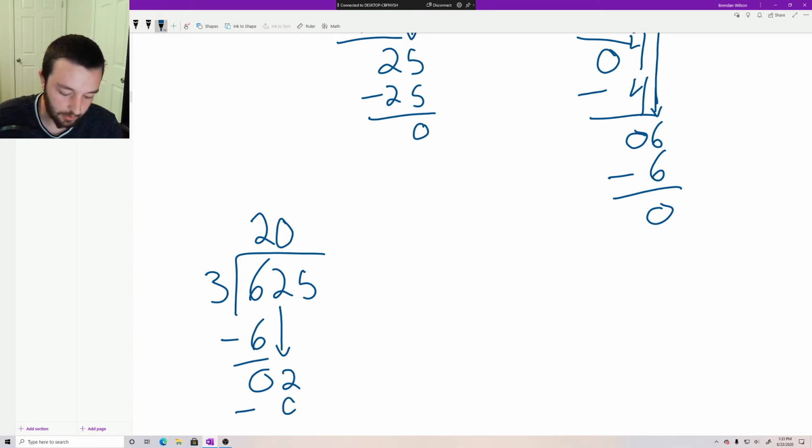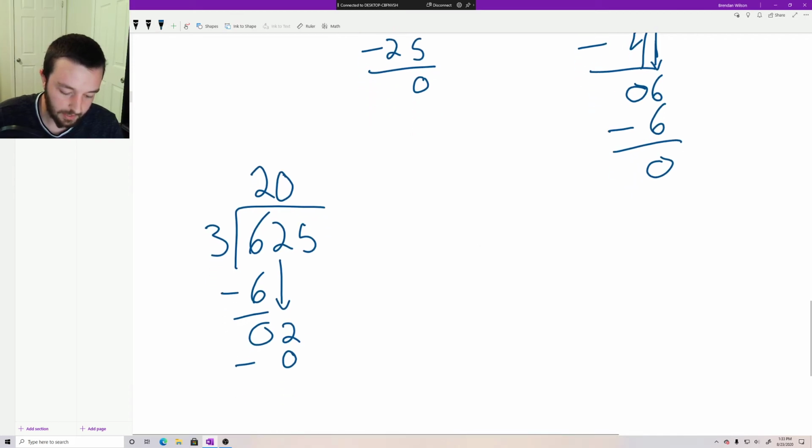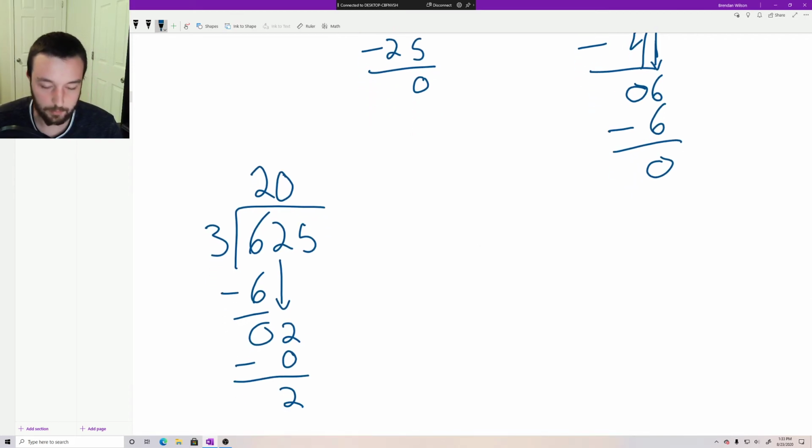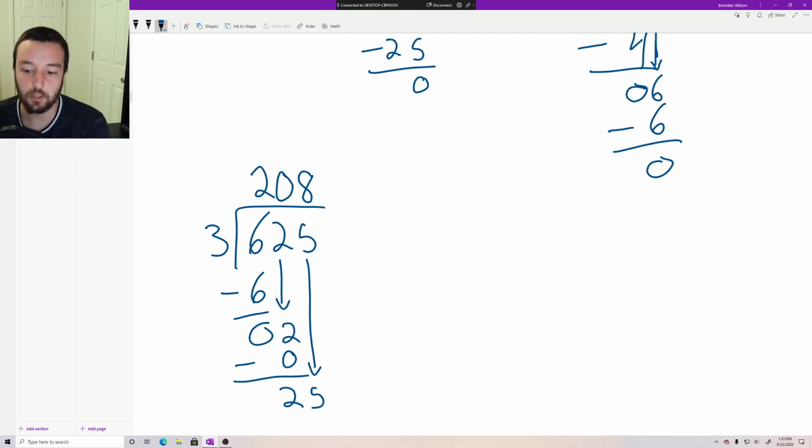0 times 3 is 0, so we still have 2 left over. Okay, we have all of it left over this time. Now we bring down the 5. 3 goes into 25 how many times? Well, 3 times 8 is 24, so we get 8. Okay, so we're just seeing what can we multiply it by until we get as close as possible without going over.